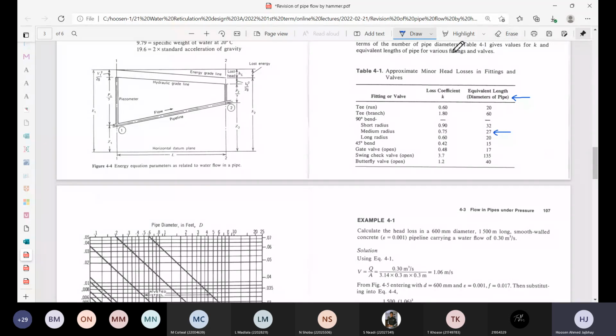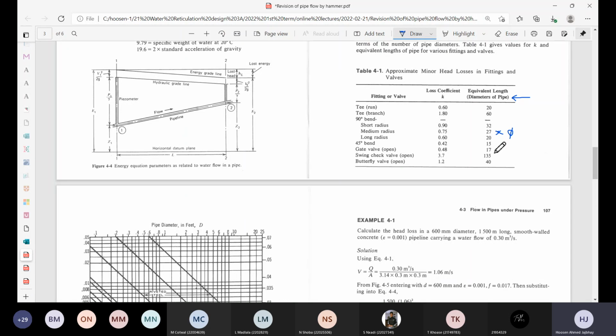So maybe to help you understand it, let me erase this arrow, and if you want to add here, you can say 27 times the pipe diameter. So for each of these values, that's what it is. And if you look at the heading, they note that it says the diameters of pipe. So it's 27 pipe diameters. That's what it's simply telling you. That's the equivalent length for that medium radius bend, 27 pipe diameters.